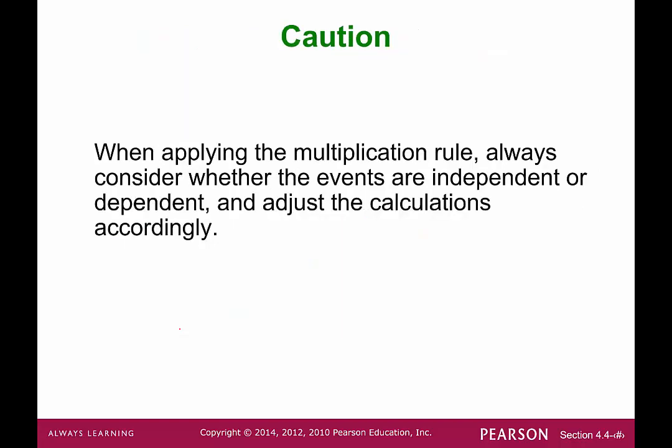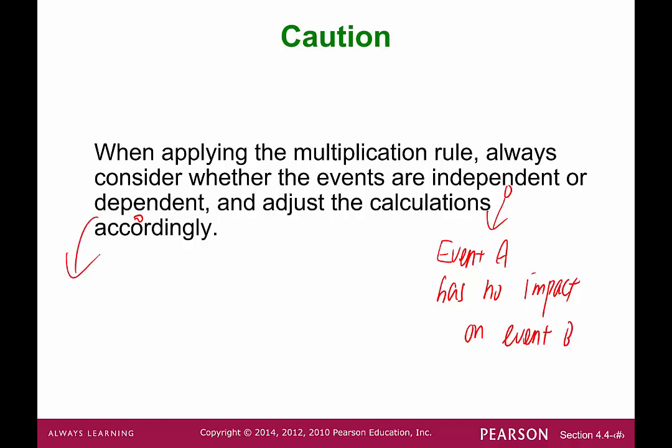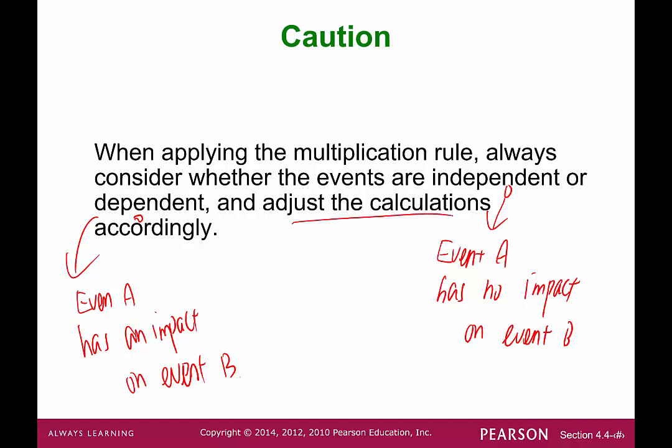Applying the multiplication rule, always consider whether the events are independent or dependent. Independent means event A has no impact on event B. Dependent means event A has impact on event B. Adjust the calculation accordingly.